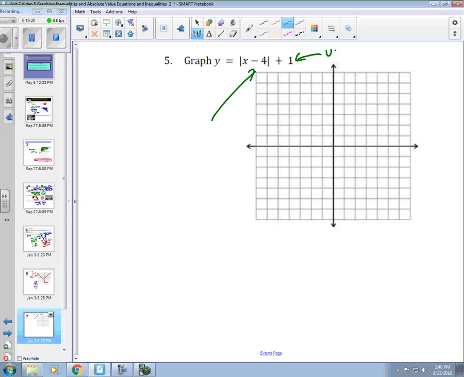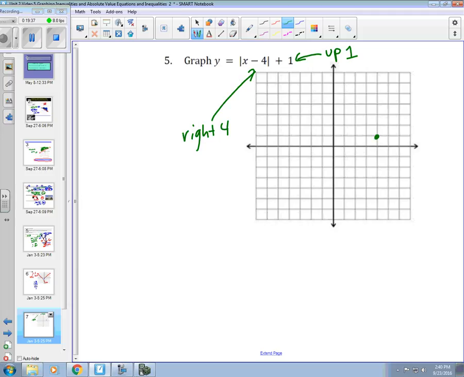Plus 1, that's outside. That's going to move it up 1. Minus 4, be careful on this one. It's going to move it left or right, but it's opposite. Negative actually is going to move it right 4 spots. So instead of at 0, 0, we want to move right 4, up 1.